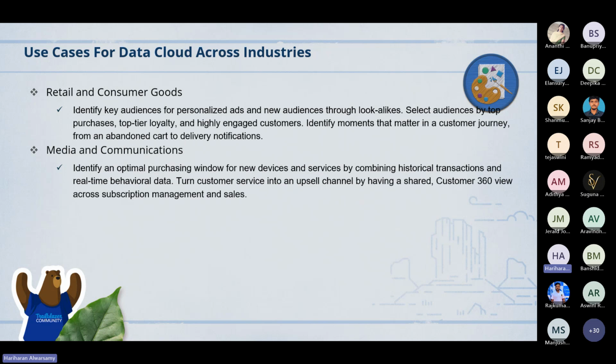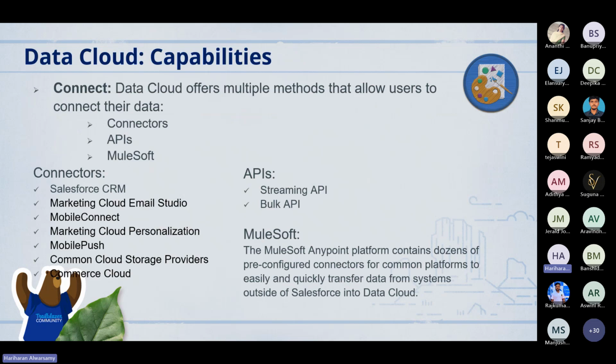And if you see the next use cases, like retail and consumer goods, here we can personalize ads. Once we create unified data based on that person's activity, we can personalize ads and audiences. And in media and communications, we can identify an optimal purchasing window for new devices and services by combining historical transaction and real-time behavioral data. So we can do upsell. So these are some of the data cloud use cases.